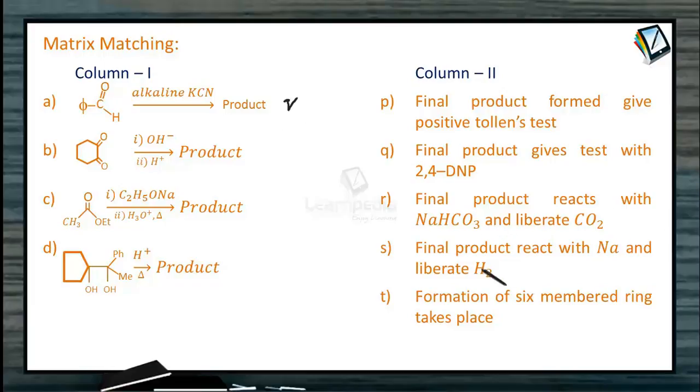This is for carboxylic acid. The final product reacts with sodium and liberates hydrogen. In the product formed here, the OH group will be there, thereby reacting with sodium to liberate hydrogen. So the answer is QS.